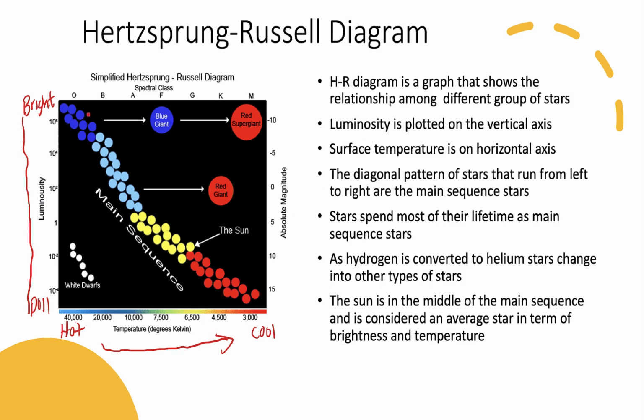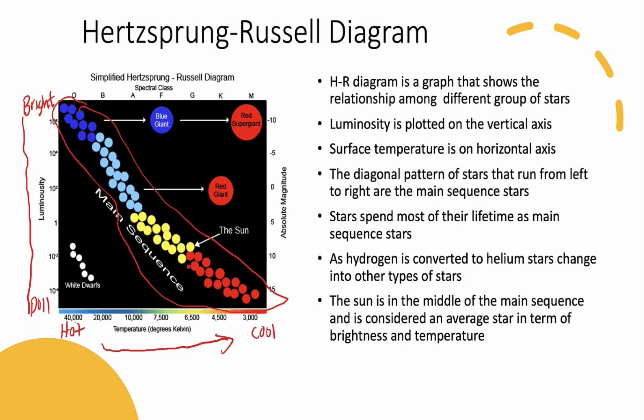Now, the diagonal line right here, this is what we call the main sequence. This is this diagonal line that gives you the pattern of our stars, and notice they're running from left to right. And again, the stars spend 90% of their life here in the main sequence. And as the hydrogen gets changed to helium, that is when your stars then get to change into other types of stars. So it's just like us, as we go through experiences, we change as a person.